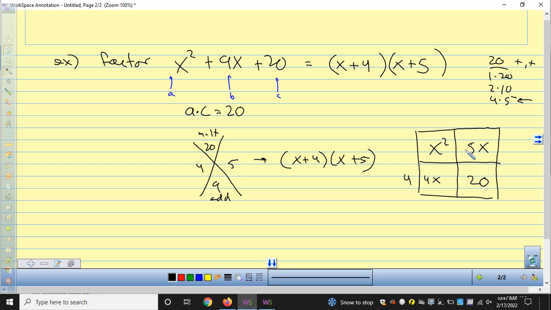We do the same thing for this row. What's the biggest number that goes into both 1 and 5? 1. What's the smallest exponent that these two share? X, the x to the first power. So I put an x there. Then I do this column. Biggest number that goes into both 1 and 4? 1. The smallest exponent that's the same on both of these? X. Biggest number that goes into both 5 and 20? 5. So this tells me that in my parentheses goes x plus 5 times x plus 4, whatever is out here.